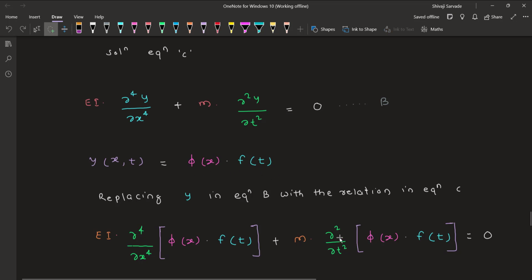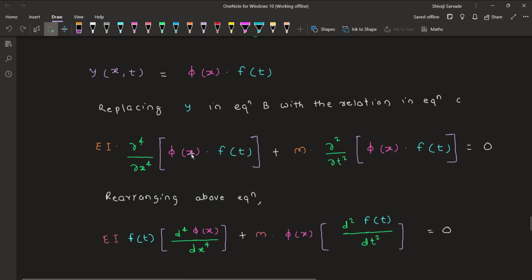So m ∂²/∂t² [φ(x) f(t)] equals 0. Now here, when we take differentiation with respect to x, the time term is treated as constant. This is a partial differentiation, so whenever I am differentiating with respect to x, the t term will be treated as constant. Whenever I am differentiating with respect to time, the x term will be treated as constant.